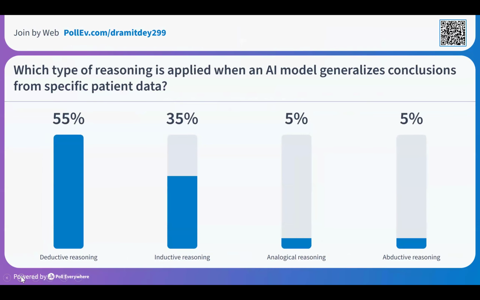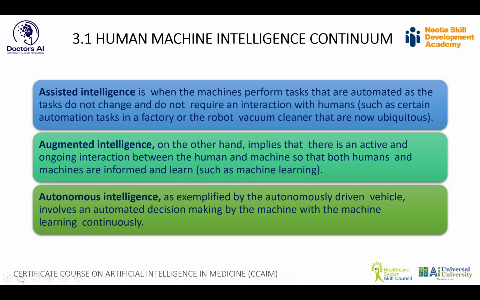Now we'll go to the next section of the learning: the human-machine intelligence continuum. There are 3 definitions we need to understand: assisted intelligence, augmented intelligence, and autonomous intelligence. Assisted intelligence is when the machine performs automated tasks that do not change and do not require interaction with humans, for example, a robot functioning in a factory.